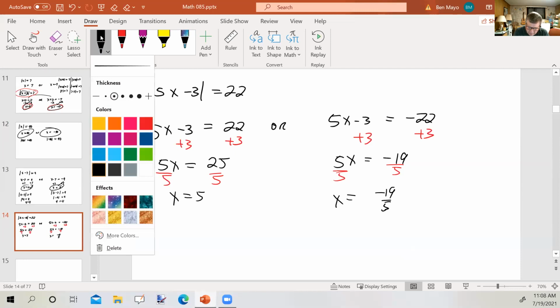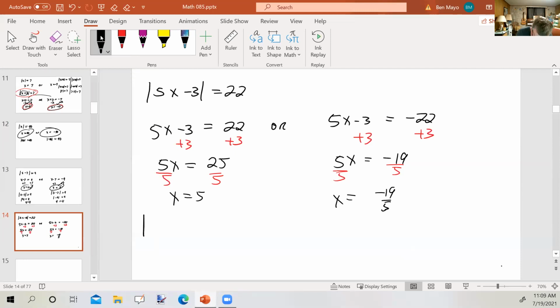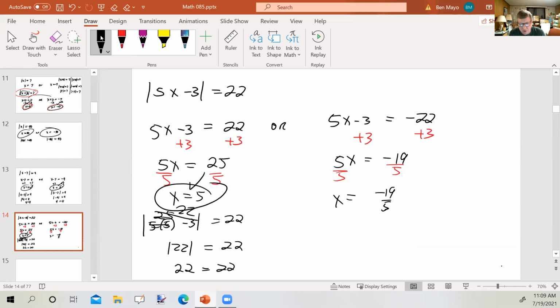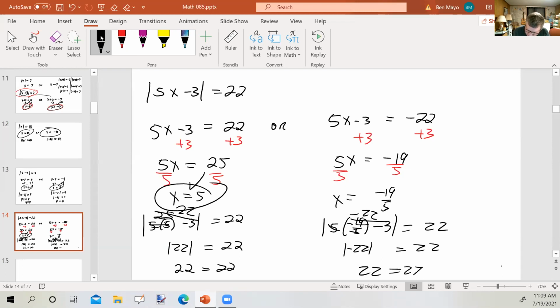Let's check our work. If x is 5, we get the absolute value of 5 times 5 minus 3 equals 22. But 5 times 5 is 25. 25 minus 3 is 22. The absolute value of 22 is 22, so 22 equals 22. x equals 5 checks. If x is negative 19 fifths, the absolute value of 5 times negative 19 fifths minus 3, the 5s would reduce. Negative 19 minus 3 is negative 22. The absolute value of negative 22 is 22. 22 equals 22. And again, the solution checks.